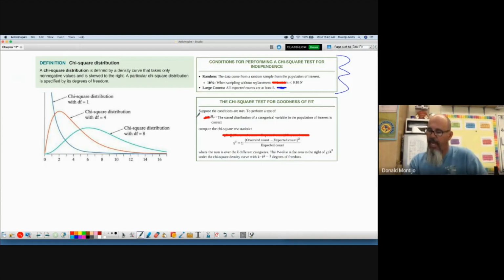Okay. Then how are we going to calculate degrees of freedom? Well, we've always said before, degrees of freedom was n minus 1. Well, that's true here, but notice that the book is going to talk about k. k is the number of different categories. So for chi-squared, instead of n minus 1, we're going to use k minus 1.